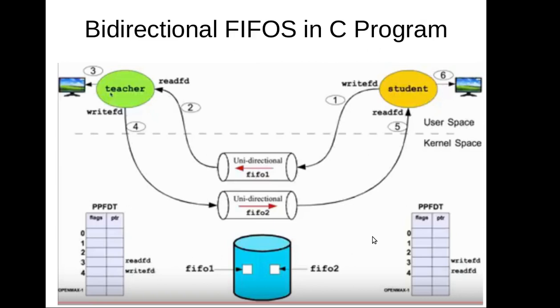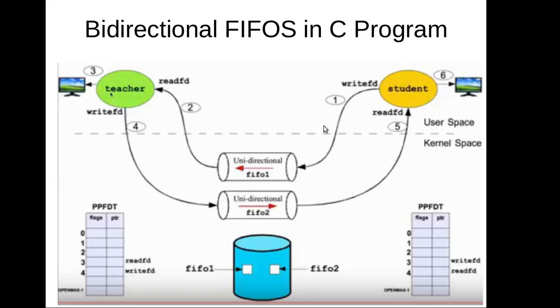Today what we are going to learn is how to use FIFOs in a C program, but using two FIFOs. So we are going to understand how we can do bidirectional communication using the two FIFOs.